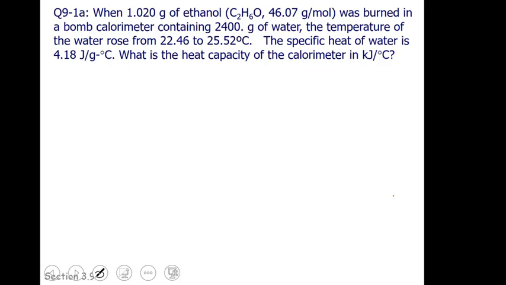So now it's time for our question. When 1.020 grams of ethanol was burned in a bomb calorimeter containing 2,400 grams of water, the temperature of the water rose. The specific heat of water was given as 4.18 joules per gram degree Celsius, and we would like to know the heat capacity of the calorimeter in kilojoules per degree Celsius.